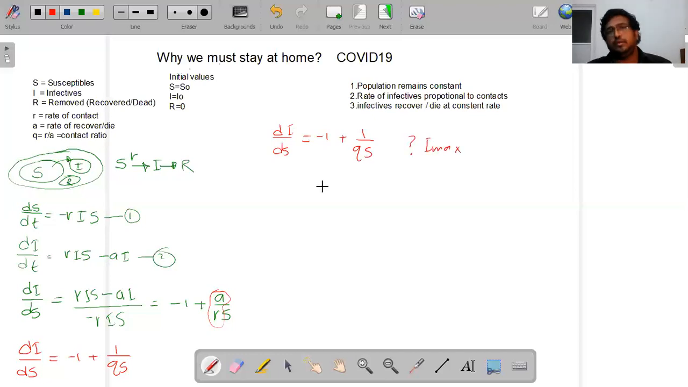Okay. So, for that one, normally we have to make it equal to 0. So then you get minus 1 plus 1 over qs. The rate of change is 0. Then you can come up with s equal 1 over q. This is your first one. This is a special kind of S.